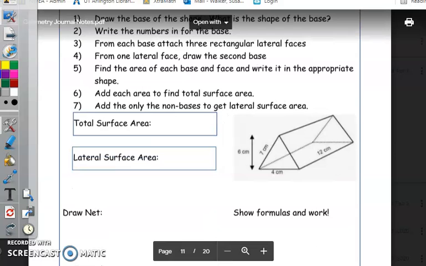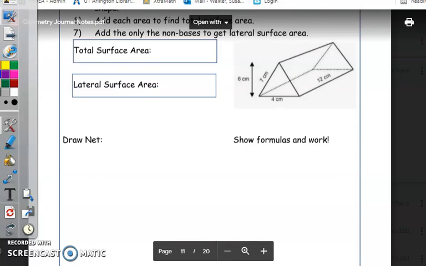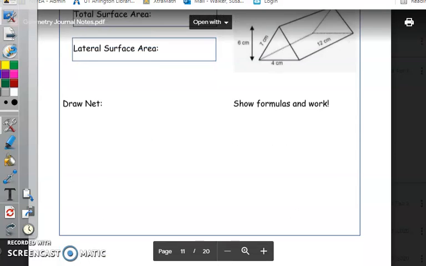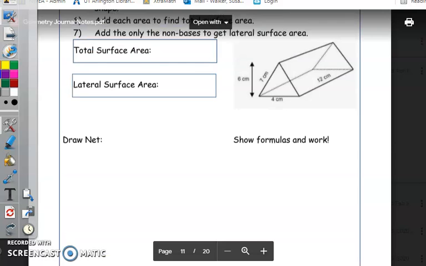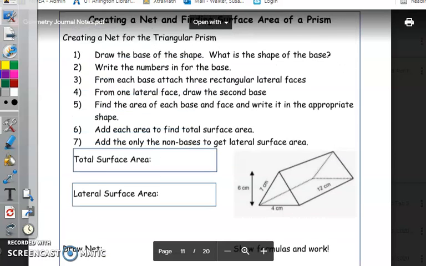So I'm going to do this for you, and I may have to scroll up and down. Actually, I want y'all to do it here. I'm going to do it here, and I'm just going to go back and forth on my other screen. So I'm going to draw the base of the shape. This is a triangular prism. Hopefully you can tell it's not a pyramid. It does not come to a single point on top.